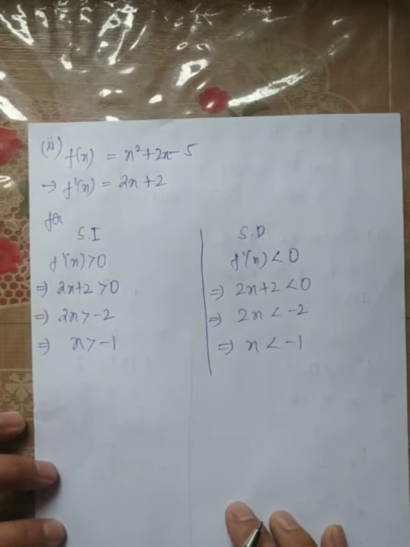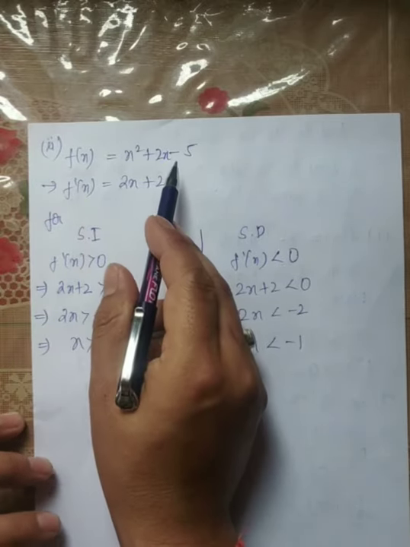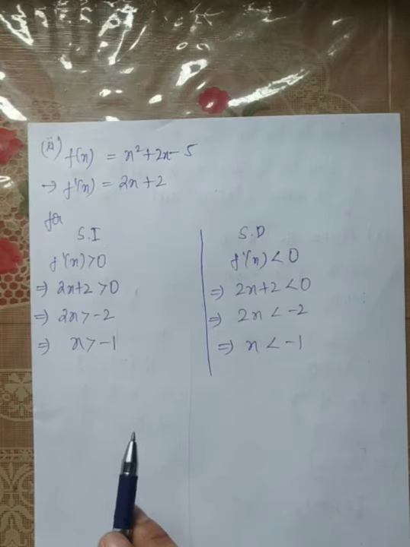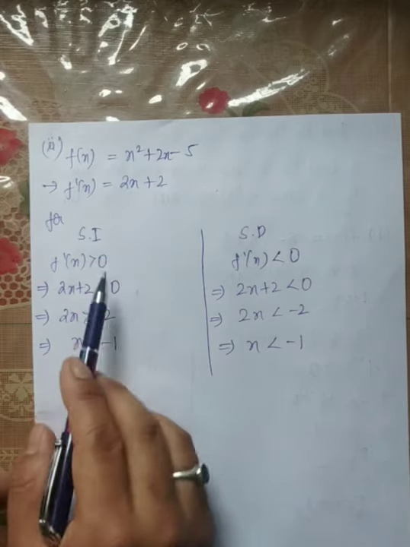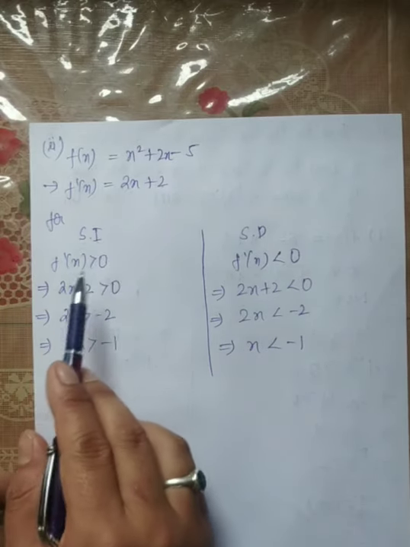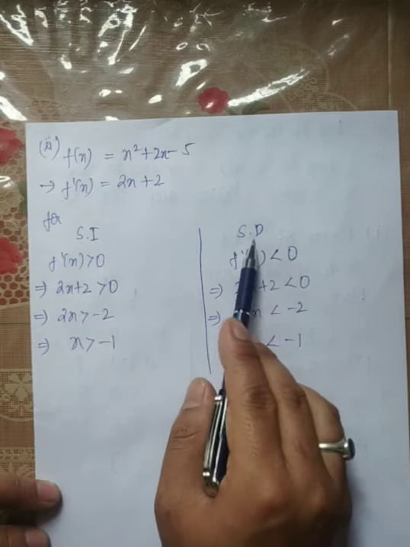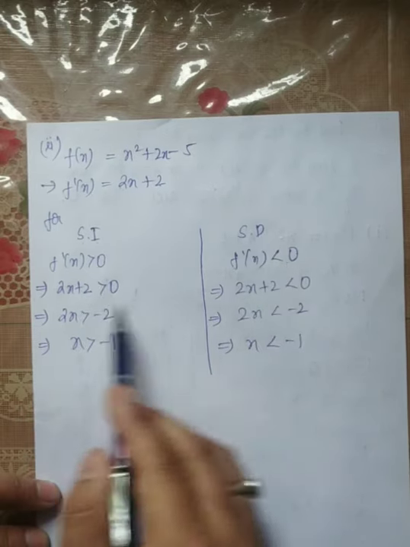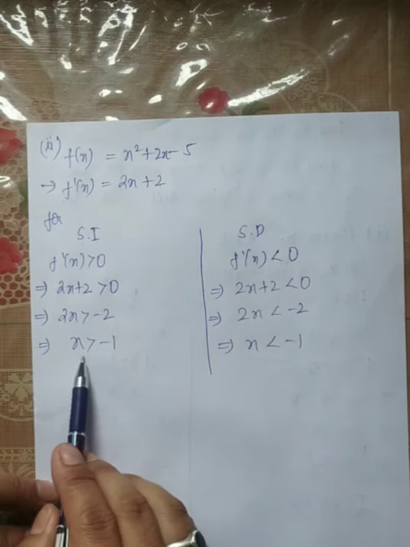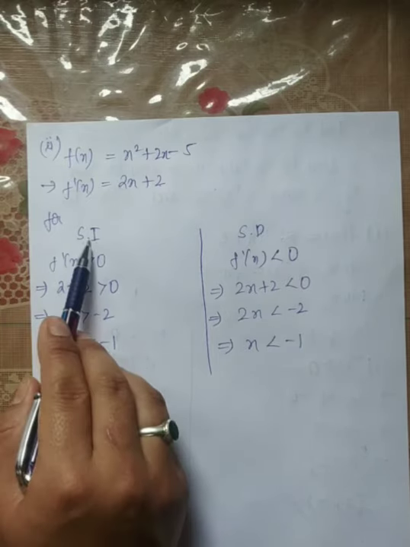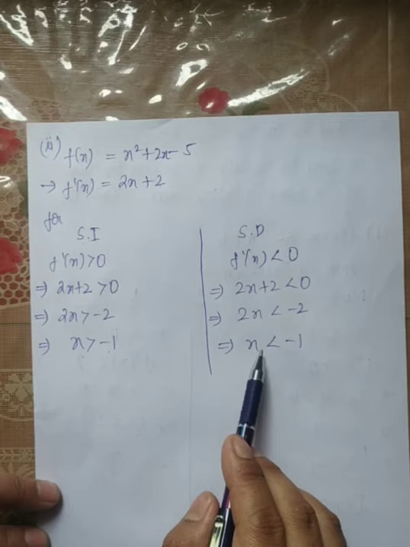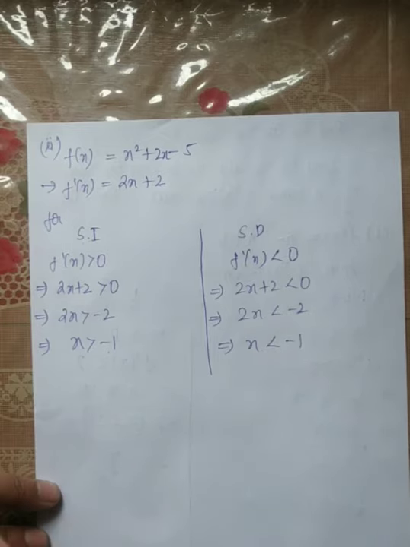Okay, then question number 2, f(x) equals this. We are still finding the intervals where f(x) is strictly increasing and strictly decreasing. So f'(x) will be 2x plus 2. For strictly increasing, f'(x) is greater than 0. For strictly decreasing, f'(x) is less than 0. So put the values and you'll get the value of x. For all values of x greater than minus 1, the function is strictly increasing, and for all values of x less than minus 1, the function is strictly decreasing.